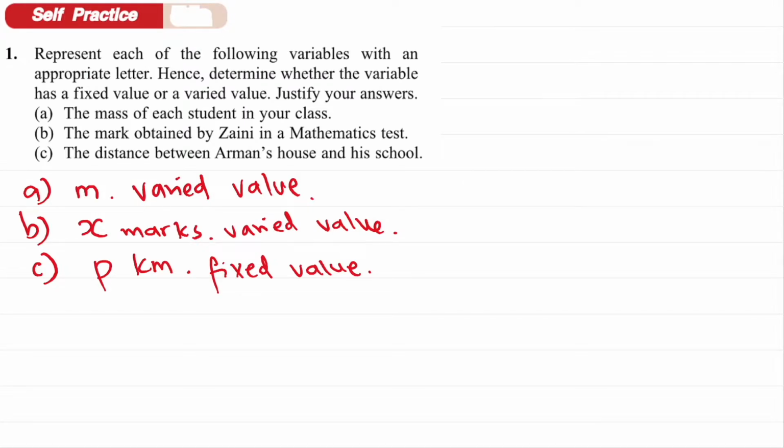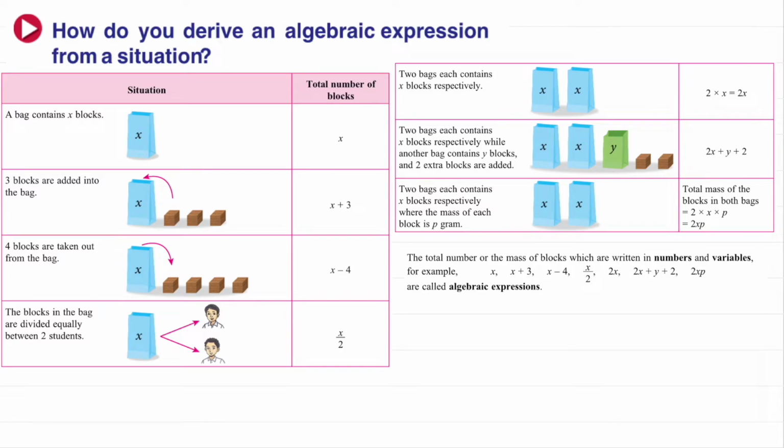Boleh. Alright. How do you derive an algebraic expression from a situation? Now, kita dah tahu nak represent letter. Sekarang ni macam mana pula kita nak derive algebraic expression? Apakah itu algebraic expression? Tengok situasi yang pertama. A bag contains X blocks. Okay, kita boleh tulis dia sebagai X block kat situ. Nah, kalau kita tambah lagi 3 blok ke dalam bag tersebut, dia akan jadi X tambah 3. Kalau kita remove 4 blok daripada dalam bag tu, kita akan jadi X tolak 4.